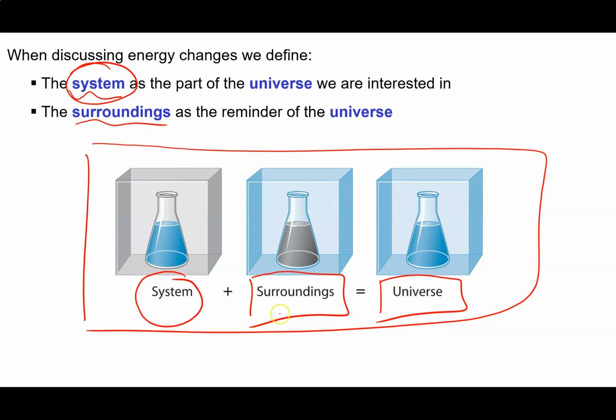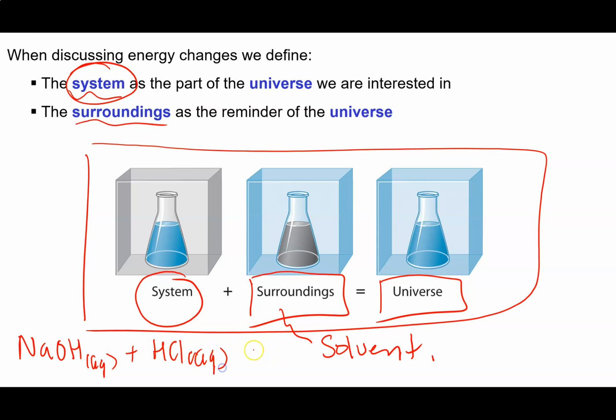Now, something to recognize is that the surroundings does include solvent. So if we have a reaction between sodium hydroxide and hydrochloric acid, it's only the actual things that are reacting that are part of the system. The solvent is most definitely, and the container and everything else in the universe is part of the surroundings. So you need to be aware of that.